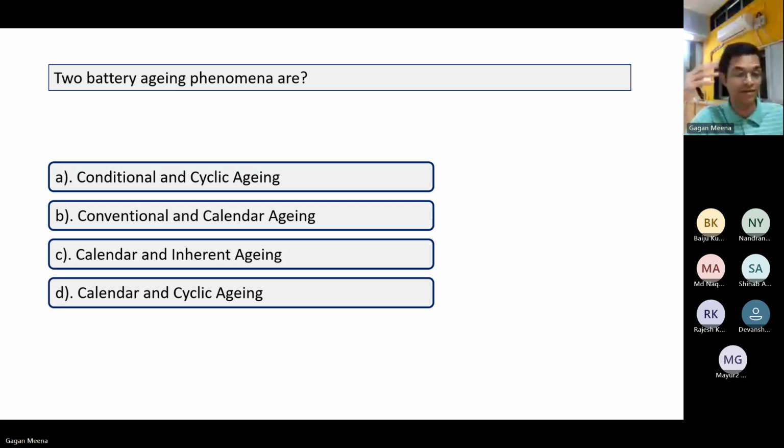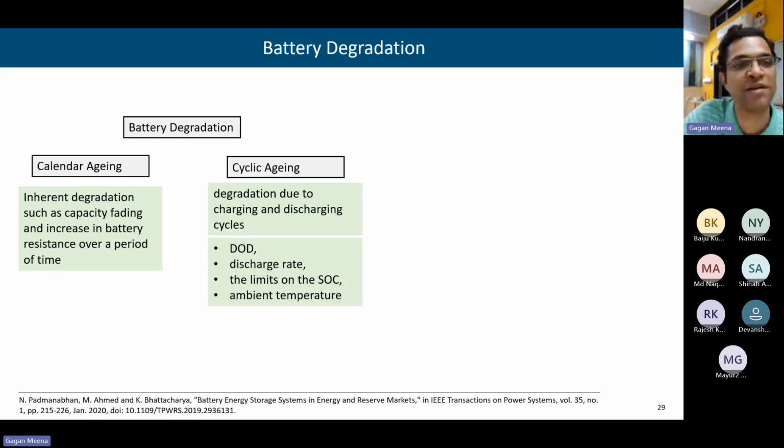Two battery aging phenomena. What are the two aging phenomena? D, correct. Calendar and cyclic. So these are the two phenomena. Calendar aging is because of inherent degradation. We cannot prevent it. It is there gradually. Because of this aging only we define the life cycle of the battery, the lifetime of the battery, and this can be further reduced by cyclic aging. And it is due to the discharging and charging cycles.